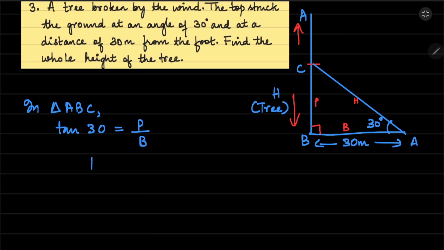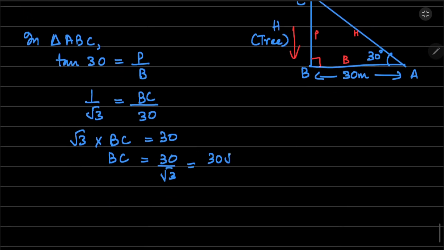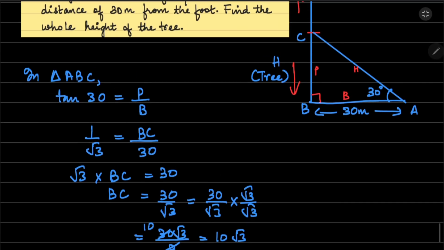So what is your tan 30? 1 by root 3 is equal to perpendicular, which is BC, by base, which is 30. Cross multiply. So root 3 multiplied by BC equal to 30. So BC equal to 30 by root 3. Multiply numerator and denominator by root 3. So what will I get? 30 root 3 by 3, which is 10 root 3. This is my length of BC.